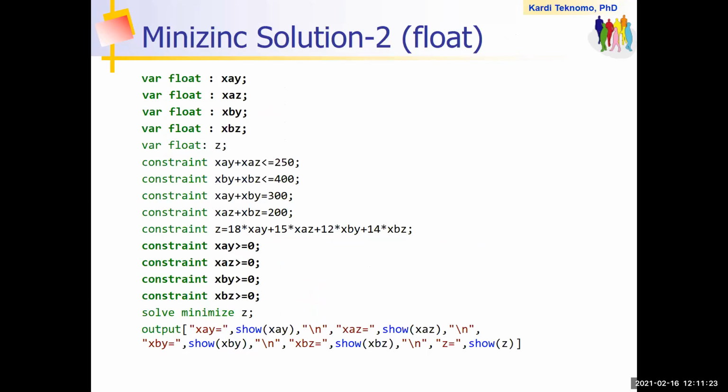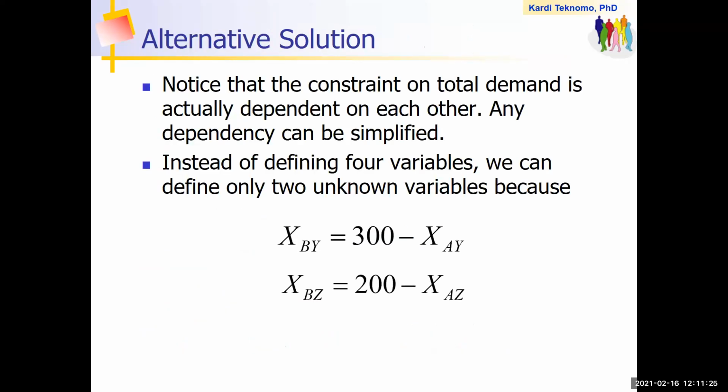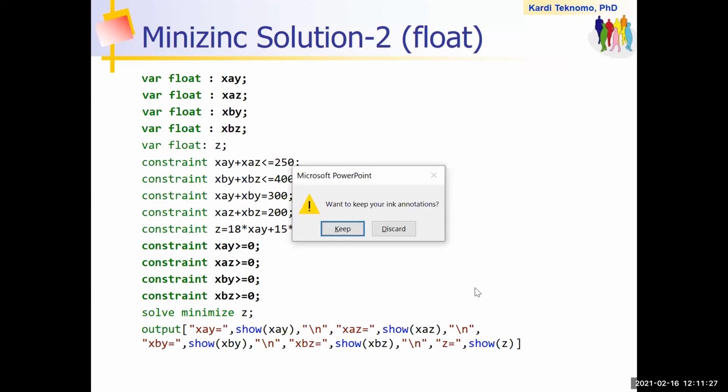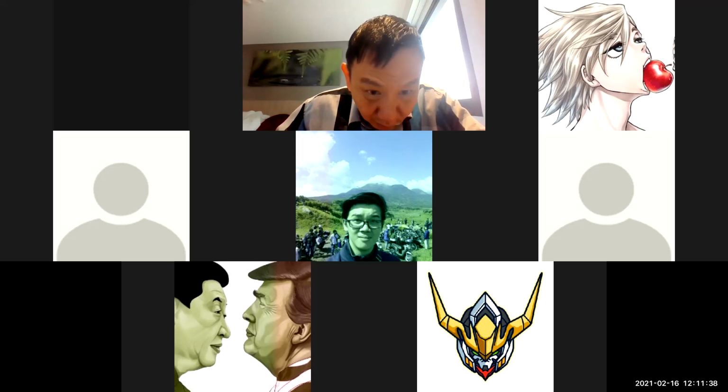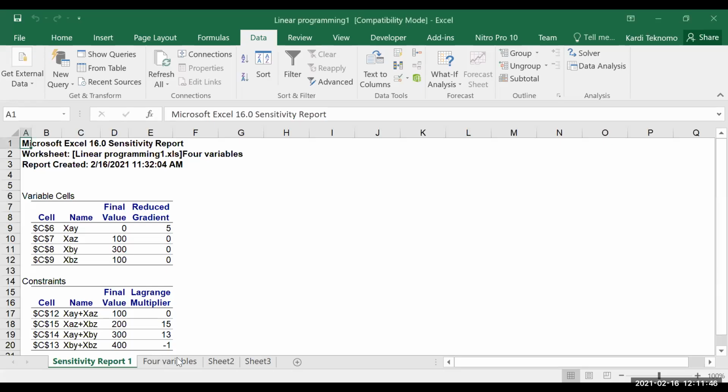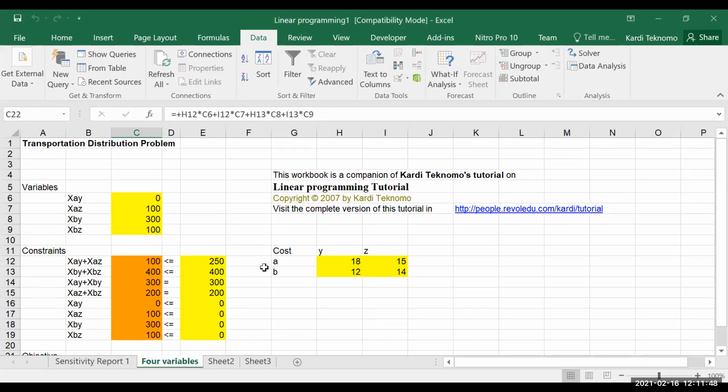If you don't, let's do it in Excel, okay? I want you to do it in Excel. So here in Excel, can you see it?